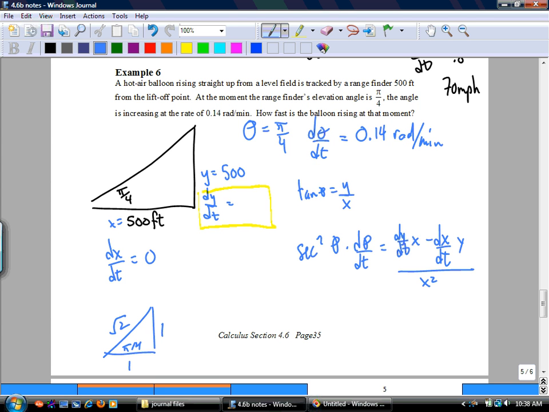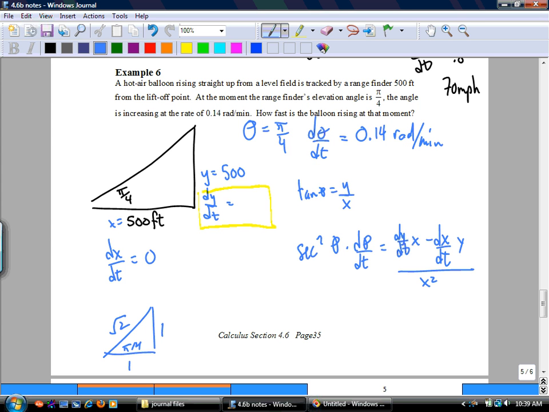Secant squared of pi over 4. Cos of pi over 4 is 1 over root 2. Cos squared of pi over 4 is 1 over 2. Secant squared is the reciprocal of that, 2 over 1.